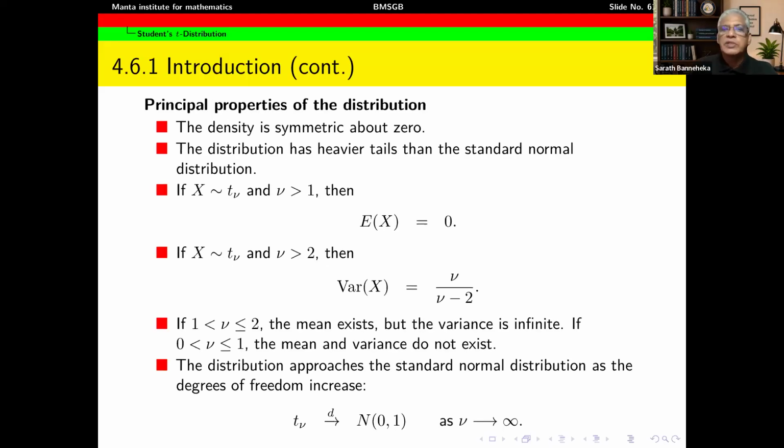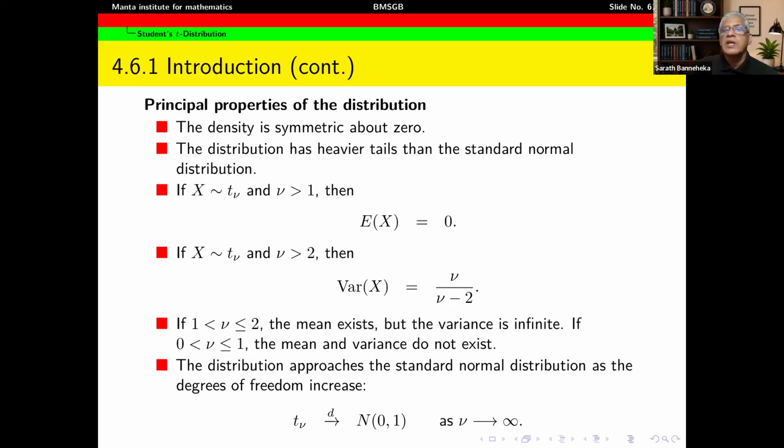What are the properties of this distribution? So these are the main or principal properties of the distribution. The density function of any t distribution is symmetric around 0, right? Here, when I say any t, I'm talking about something called the central t. Later on, we will talk about something called non-central t. Here, I'm dealing with the central t distribution.